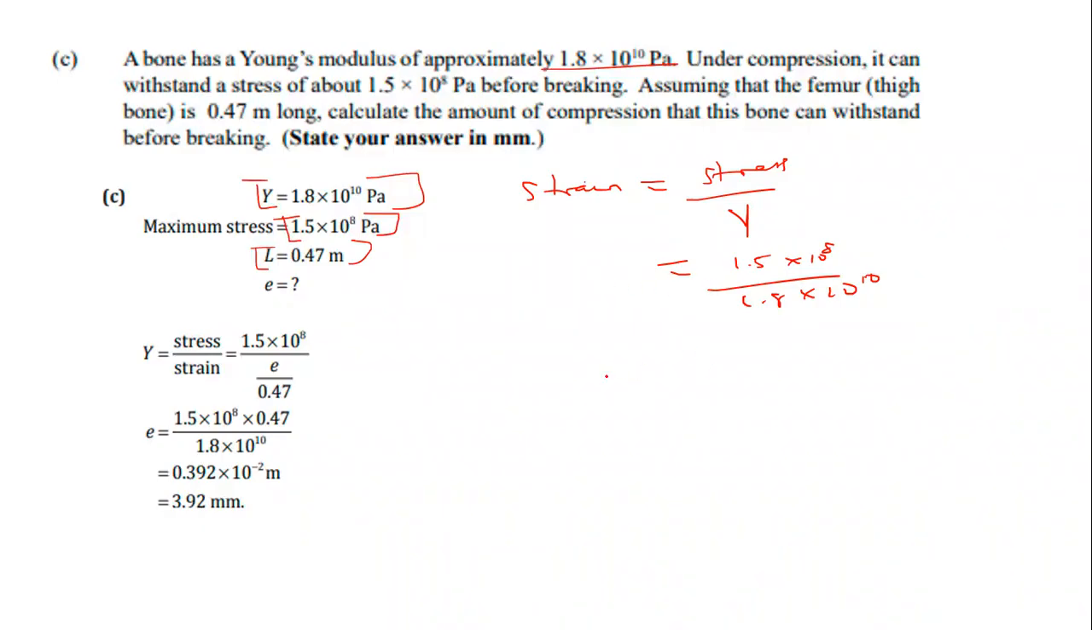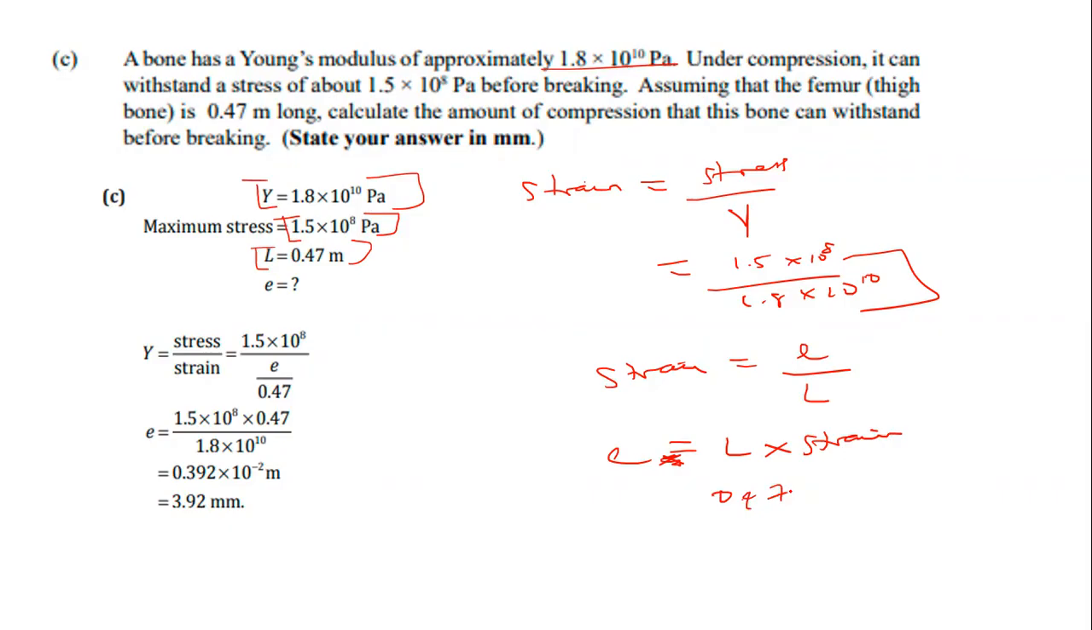Once you get that particular value, you know that strain is equal to extension over length. So e is equal to length times the strain. Whatever value you got here, you take that value and multiply it by the length, which is 0.47 meters, okay? And that should give you your overall extension.